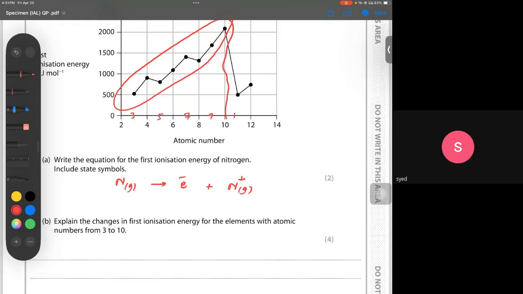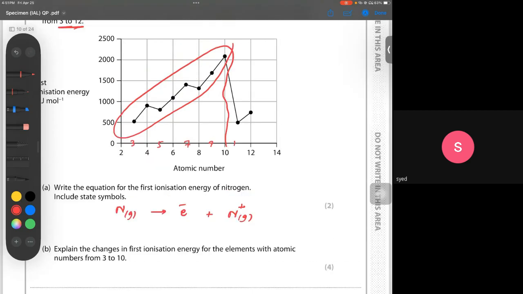Yeah, of course. If you can see, it's a general increase in ionization energy. Of course, we have some differences, some anomalous points, that are not going to follow this. But overall, it's going to increase. So why is it going to increase?